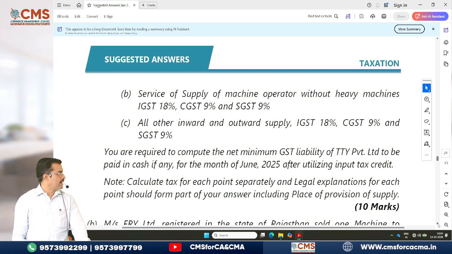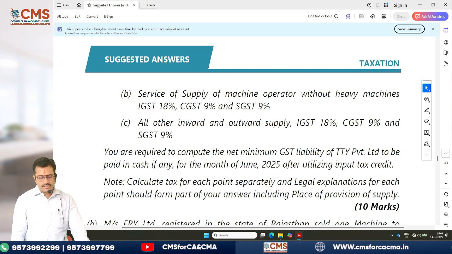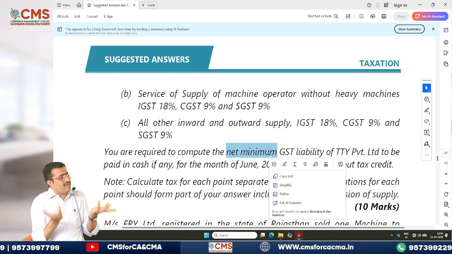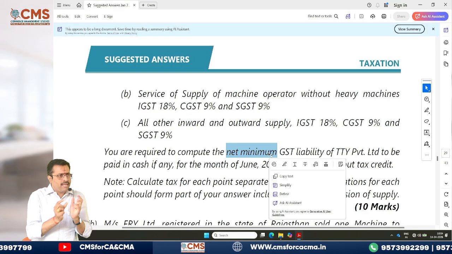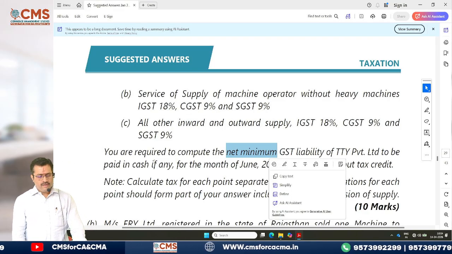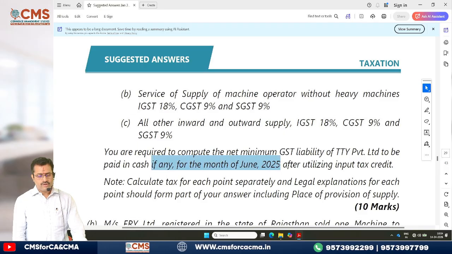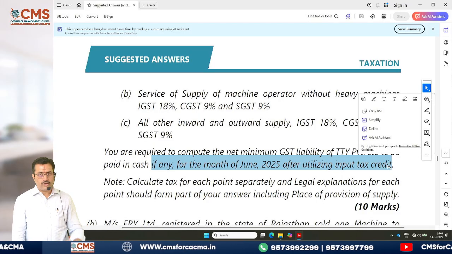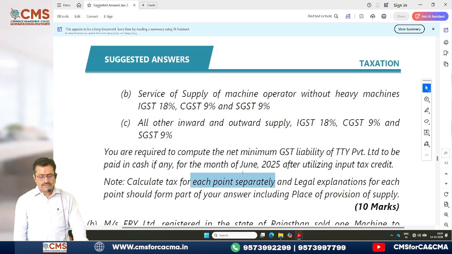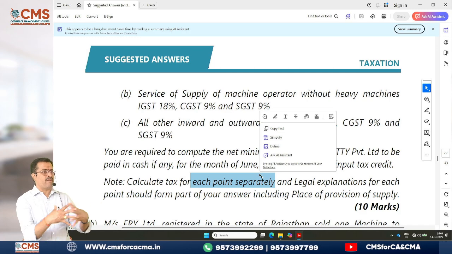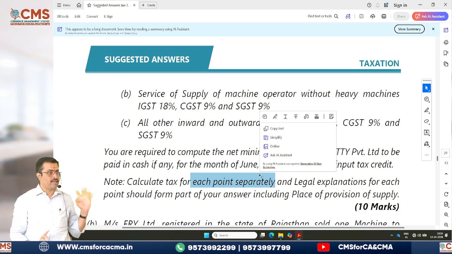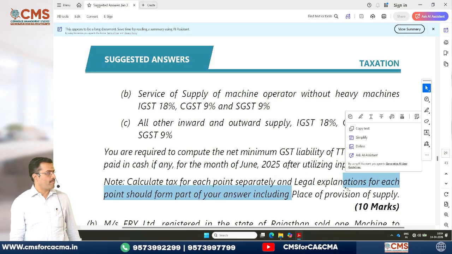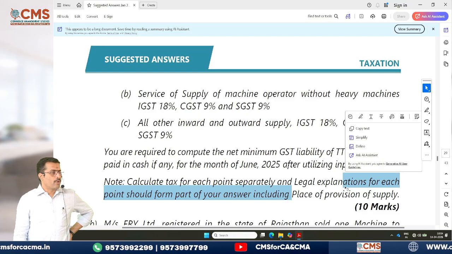Now what is he saying? You are required to compute the minimum GST liability. Now, this is what he is using, net minimum. That means whichever way is beneficial, please arrive at the minimum amount of GST payable, if to be paid in cash, if any, for the month of June 2025, after utilizing the input tax credit. Now note one point. Calculate tax for each point separately. Don't mix everything and calculate. For every point he wants separate calculation. And legal explanation is also required, which should form part of the answer, including the place of provision of supply.